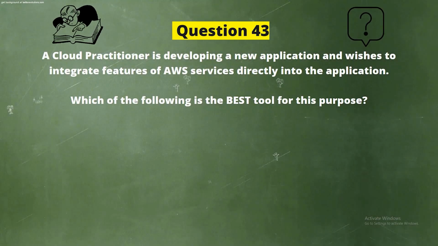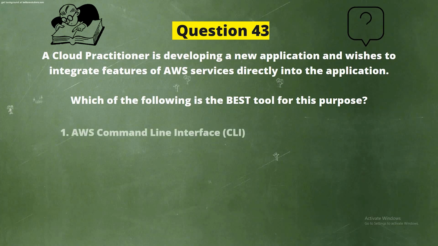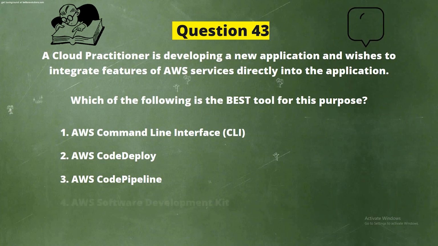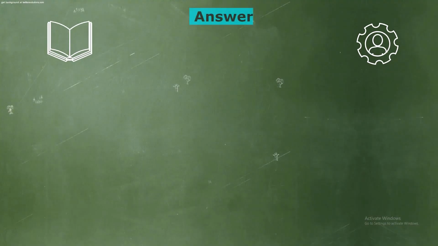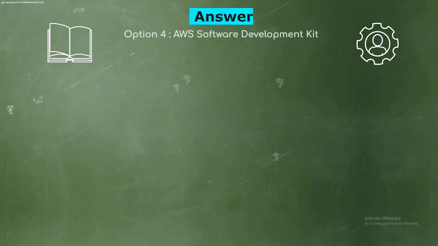Next question. A cloud practitioner is developing a new application and wishes to integrate features of AWS services directly into the application. Which of the following is the best tool for this purpose? And the options are: Option 1. AWS Command Line Interface, CLI. Option 2. AWS Code Deploy. Option 3. AWS Code Pipeline. Option 4. AWS Software Development Kit. And the correct answer is Option 4.